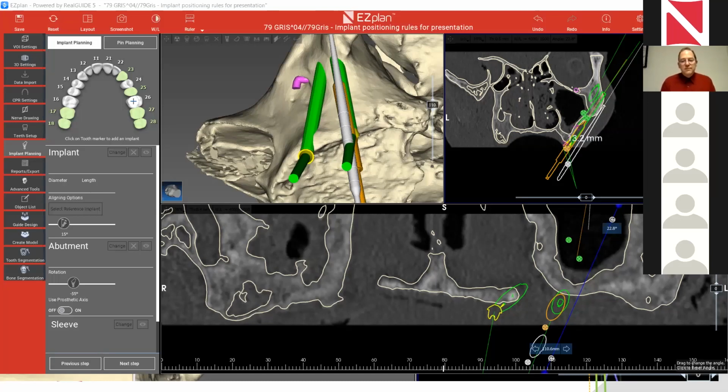For zygomas, I can agree, but with the pterygoids, do we also get the right angulation? Of course. For the pterygoids, every implant that's done in this procedure is exactly at the position and the orientation it should be. We'll talk about this on Monday. Monday. Okay, fine. See you then.